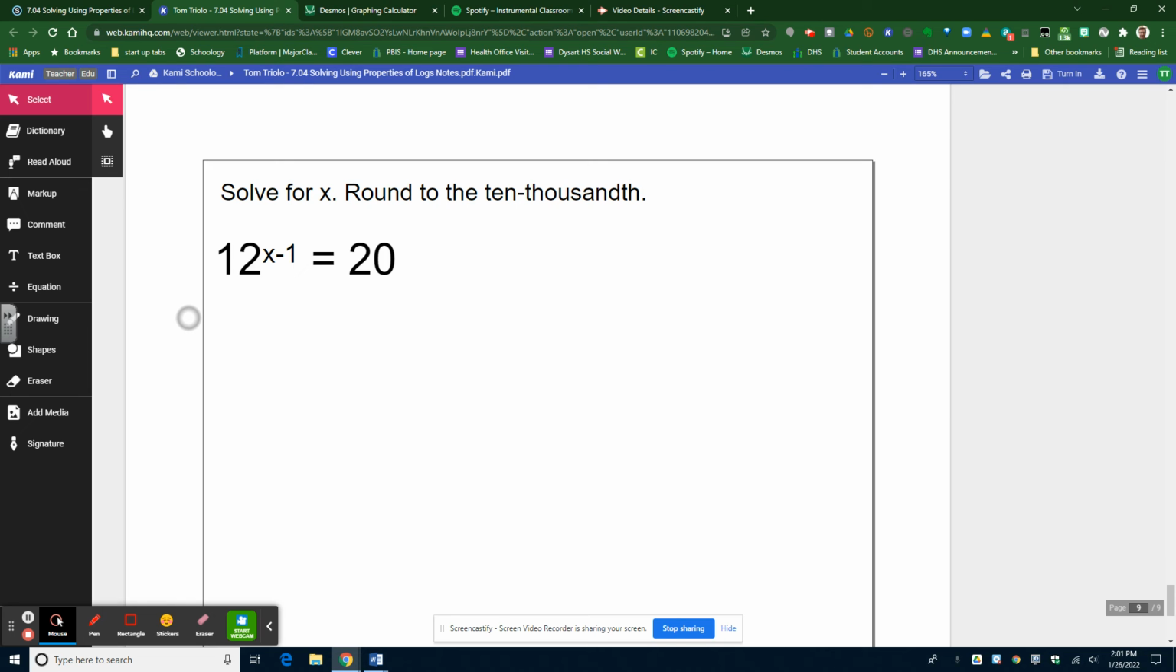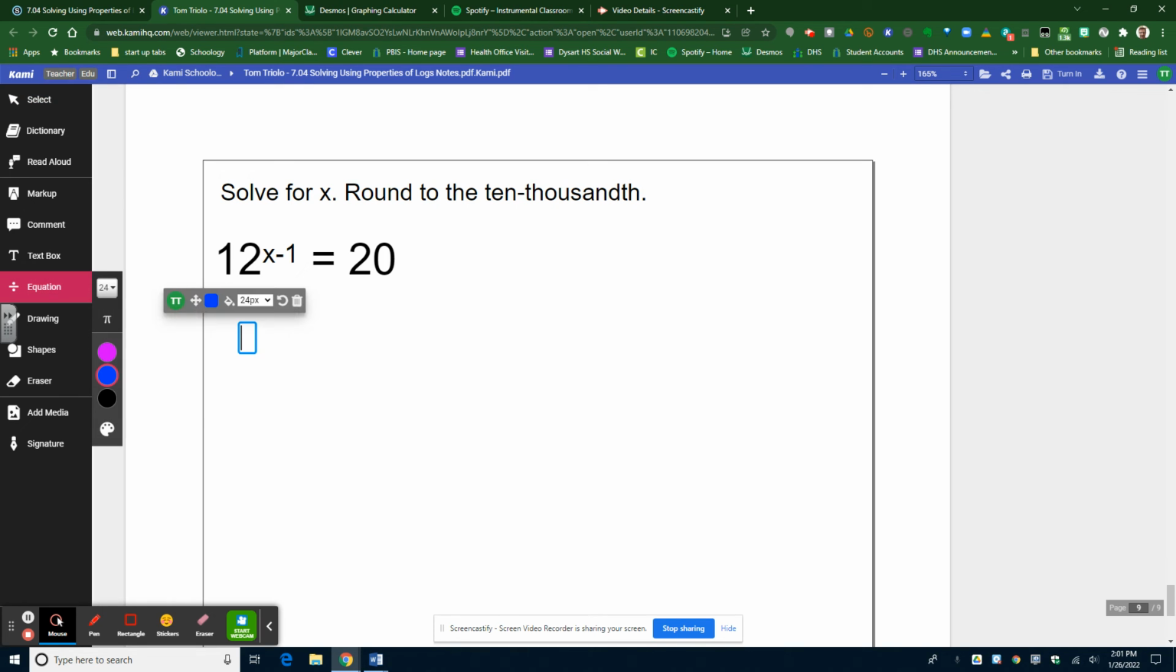Okay? Here we go. Log base 12 of 12 to the power of x minus 1. Whatever I do to one side, so log base 12 of 20.